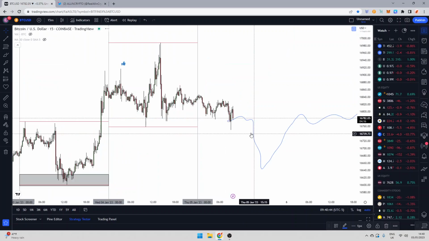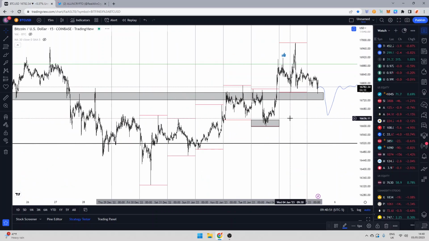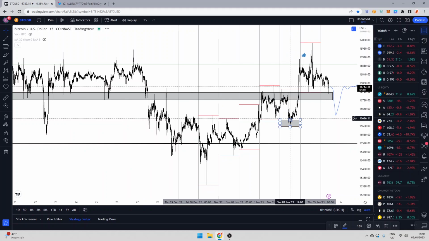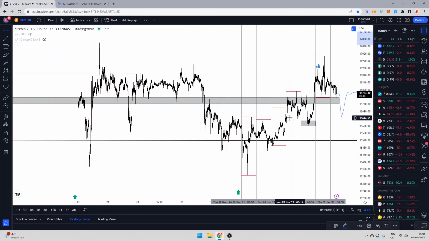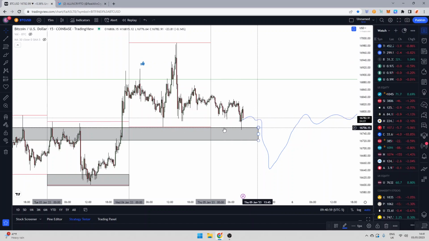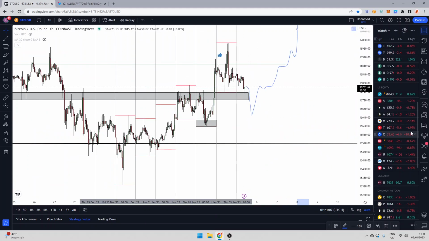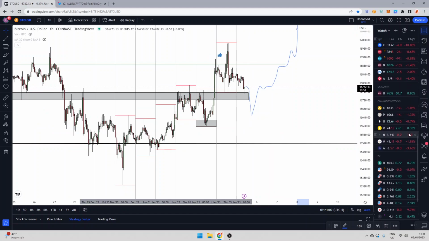I'll see if there's anything I can see. I'm a little bit behind schedule today, guys. It does look like it's leaning over. So I wouldn't long here, put it that way. Even though you're at this sort of support level, I don't think I would long this. However, I wouldn't short it. I would really just look to see how the day progresses.